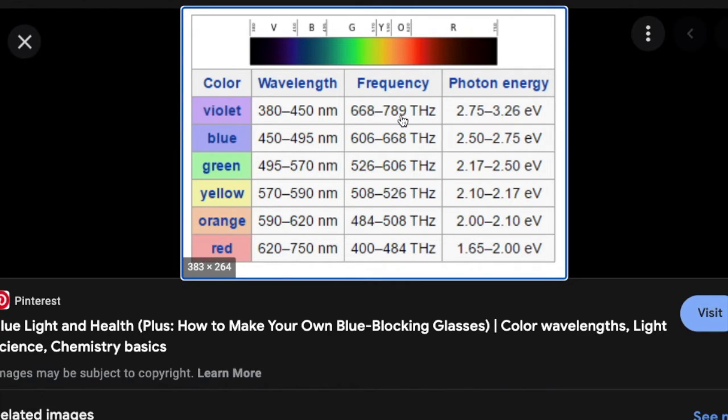The frequency also changes. The terahertz reduces from violet to red, has 400 to 484. Violet has 668 to 789. And the photon energy also changes. The violet and blue have more energy, and it reduces the amount of energy as we go down the rainbow.